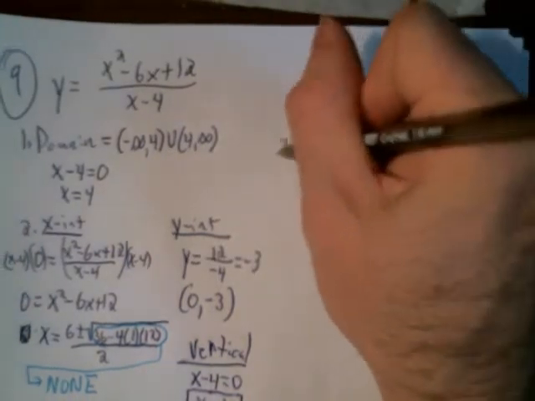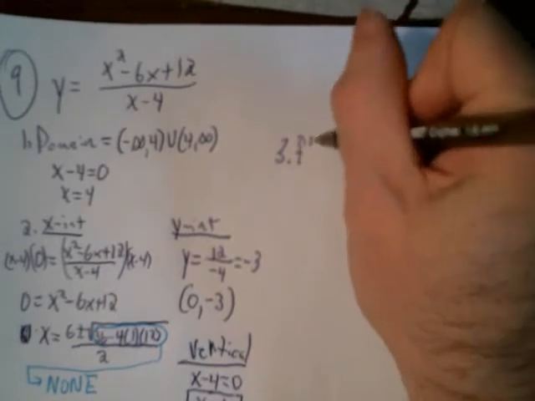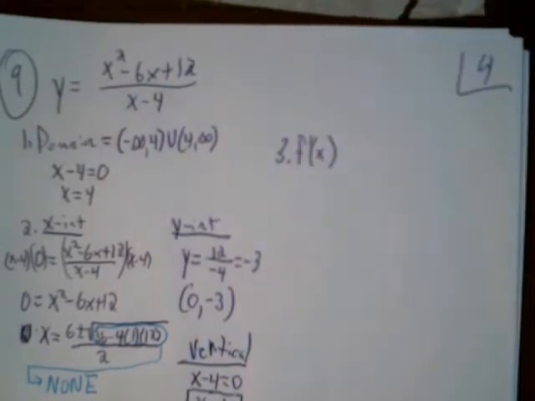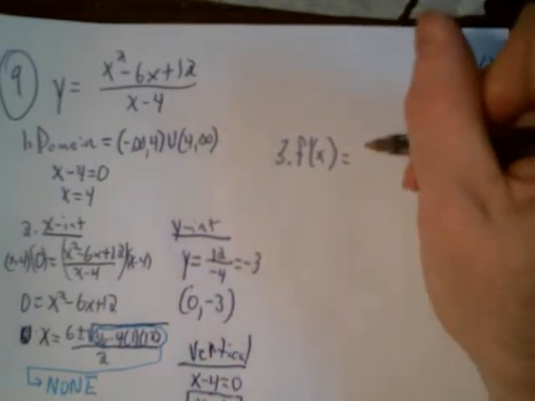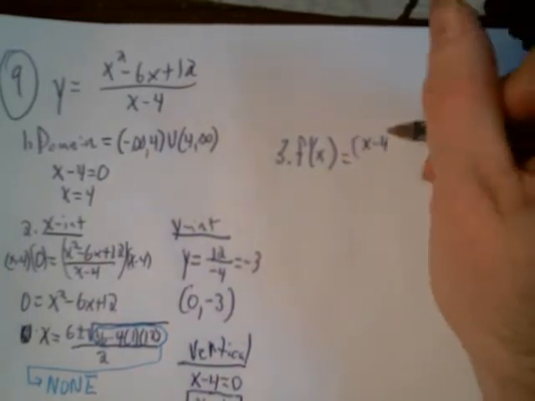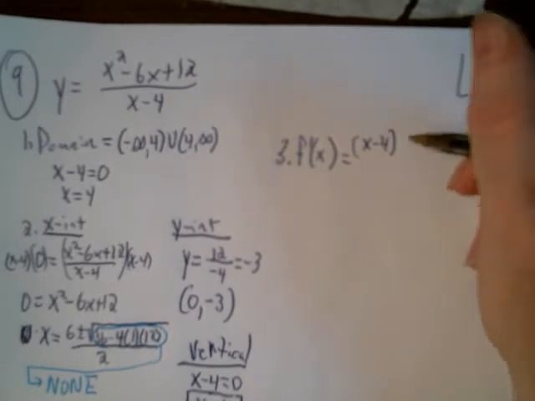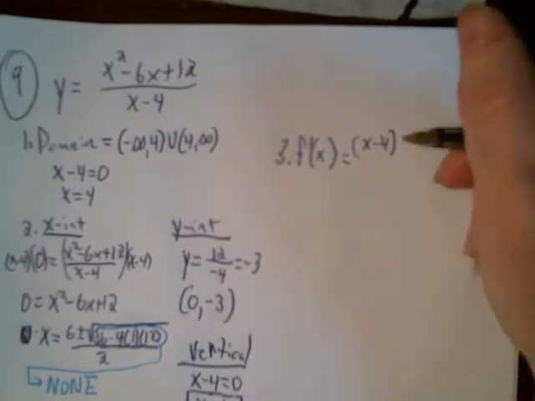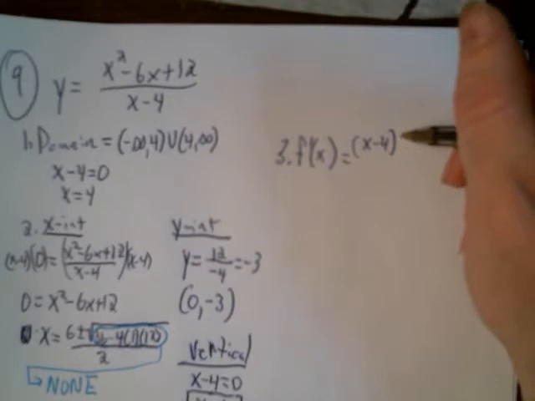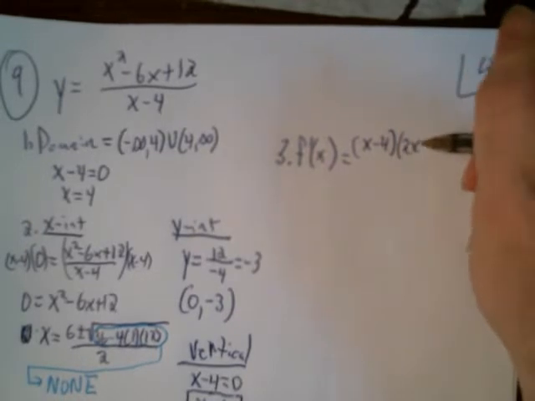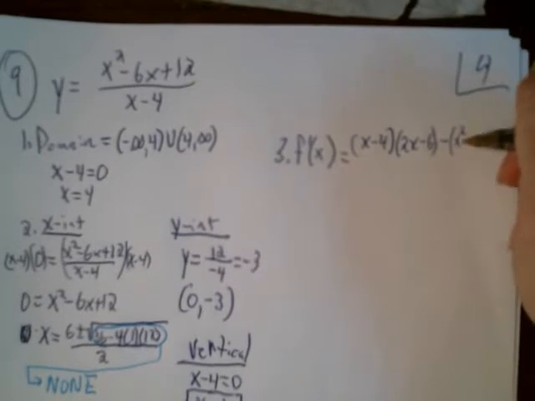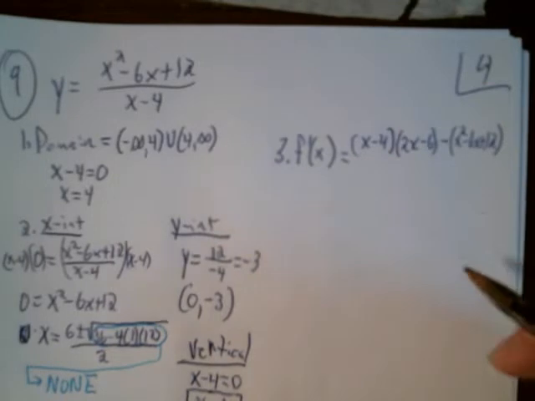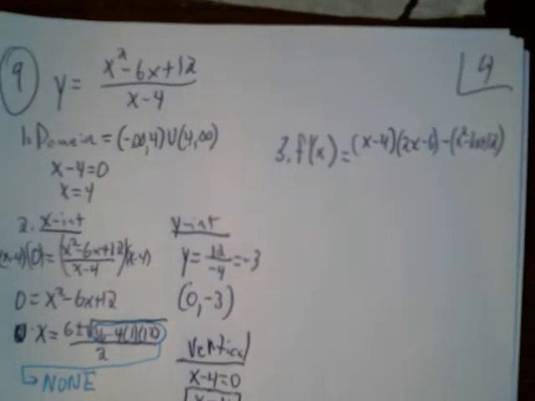Let's take a look. So step 3, I'm looking for f prime of x. And I'm going low d high minus high d low. So low, x minus 4, times the derivative of the high, 2x minus 6, minus high, x squared minus 6x plus 12, times the derivative of the low, which is 1. Ooh, I smushed that in. You probably can't see it. I'm sorry if you can't.